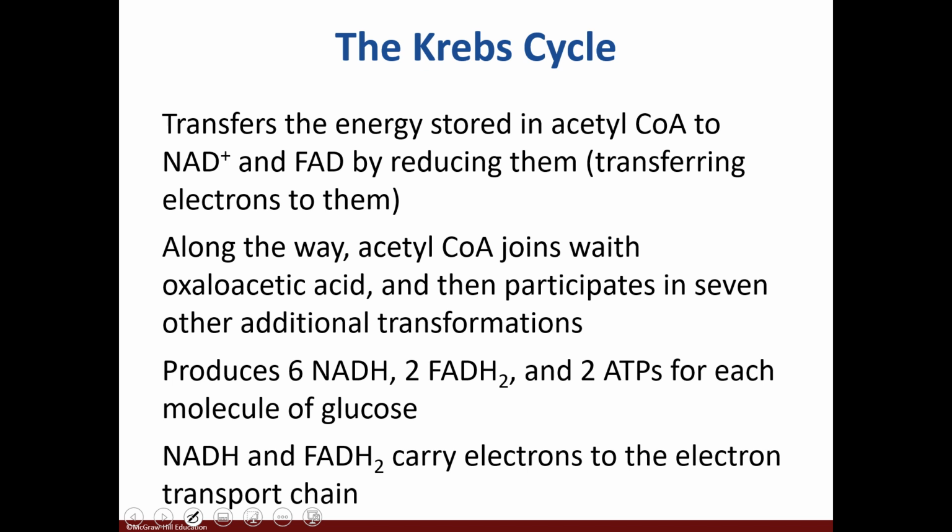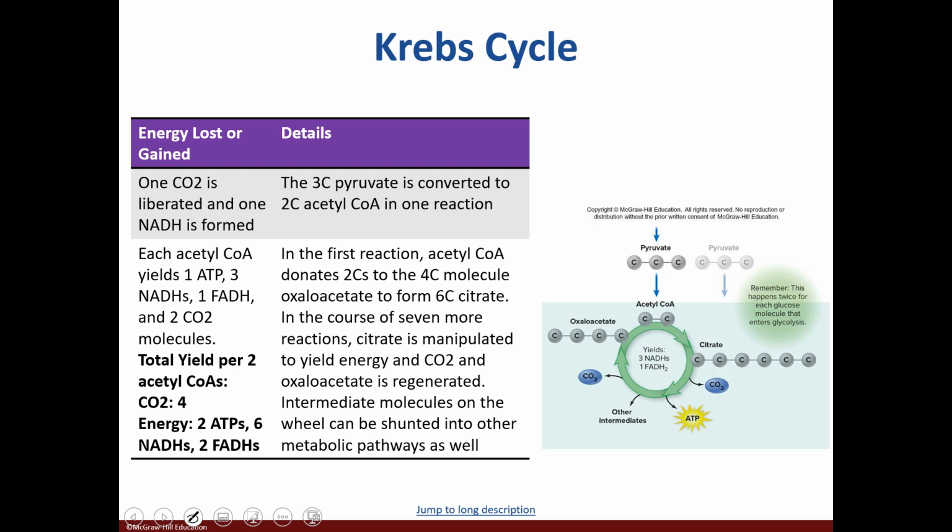In the Krebs cycle, pyruvate is converted to acetyl-CoA. In this process, NAD and FAD are reduced and will transfer electrons. 6 NADH molecules are released, along with 2 FADH2 and 2 ATP molecules. In the conversion of pyruvate, 2 carbon dioxides are released. Redox reactions occur, and 4 CO2 molecules are released.